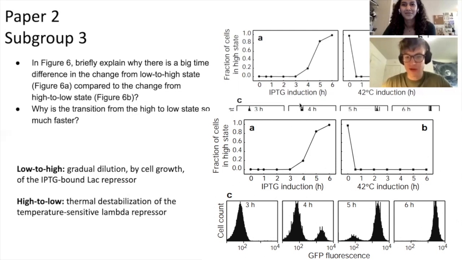And then here for part C, you can see the switch from the low to high state with the IPTG induction, where you start out with these cells in the low state, and then over the course of 6 hours, they fully switch over to the high state.